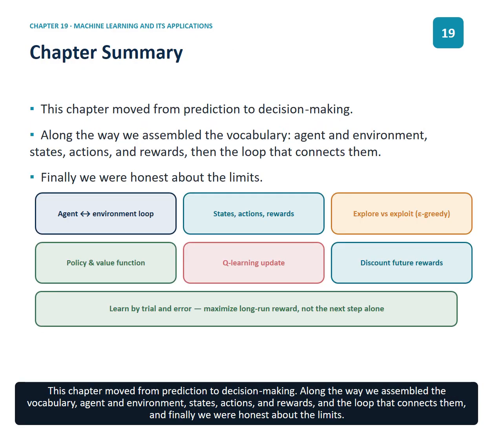This chapter moved from prediction to decision making. Along the way, we assembled the vocabulary, agent and environment, states, actions and rewards, and the loop that connects them. And finally, we were honest about the limits.